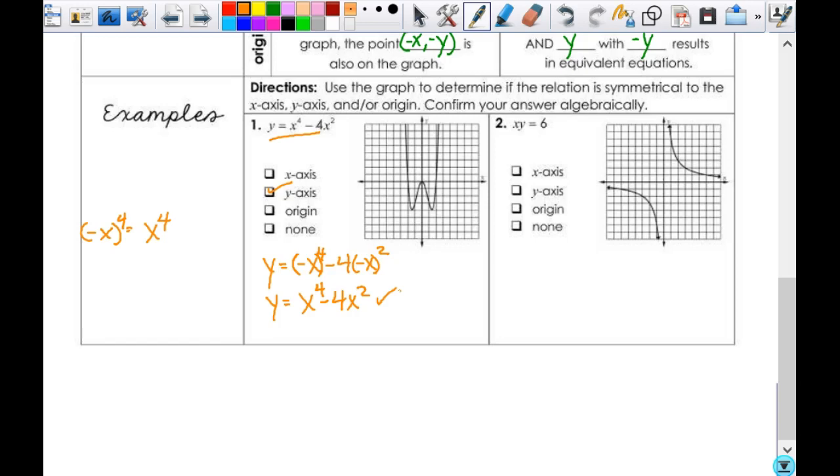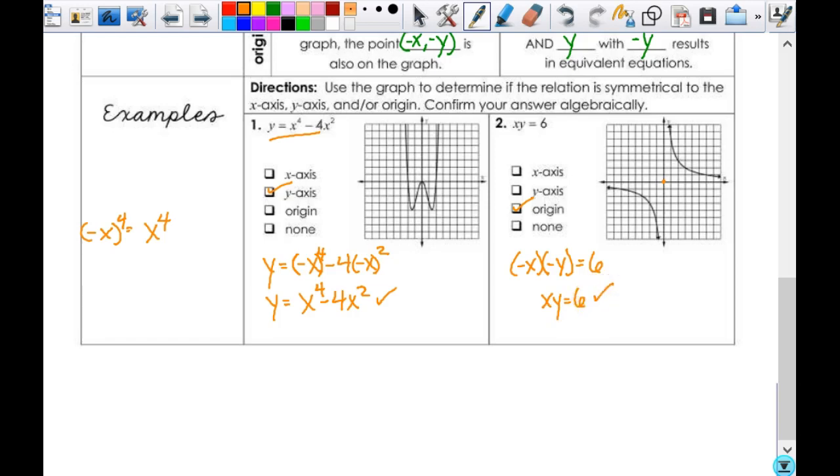Let's look at number 2. Does it have any kind of line symmetry? No line symmetry. What does it have? Origin symmetry, okay? It has point symmetry about the origin. So the algebraic test for that is to replace x and y. So x becomes negative x, y becomes negative y, and that's equal to 6. What's negative x times negative y? xy. And that is 6. And that matches that, so I'm good.